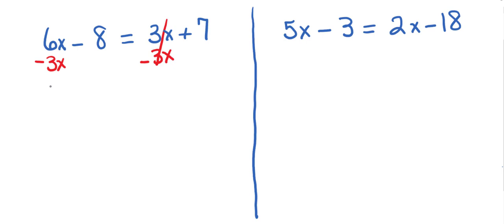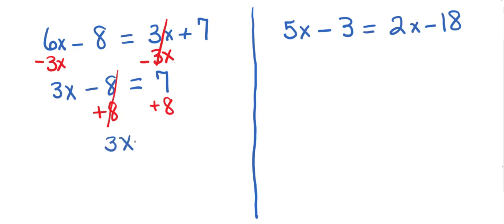This will give us 3x minus 8 equals, come straight down, 7. And now it's right back to a two-step equation. Go on the side with the x. Anything added or subtracted should come off. So the 8 should come off. It's subtracted. Add to both sides. Clean up. So we have 3x equals 15.